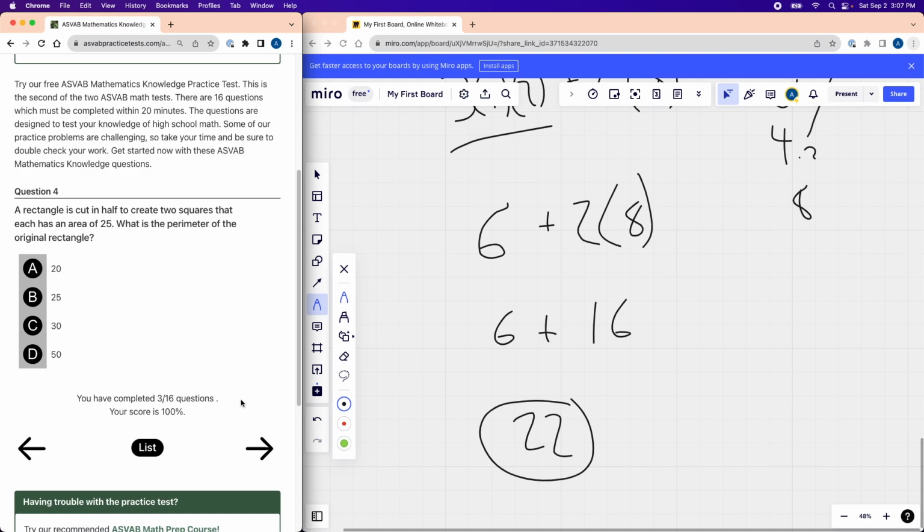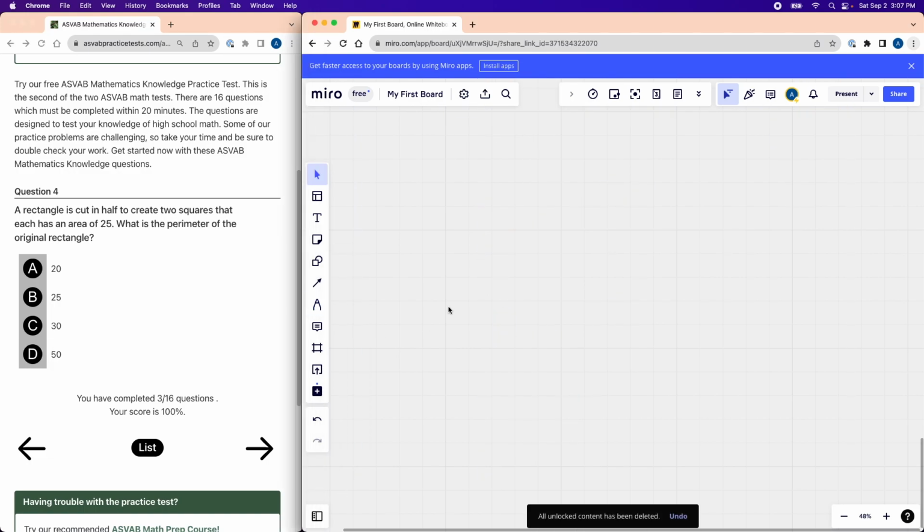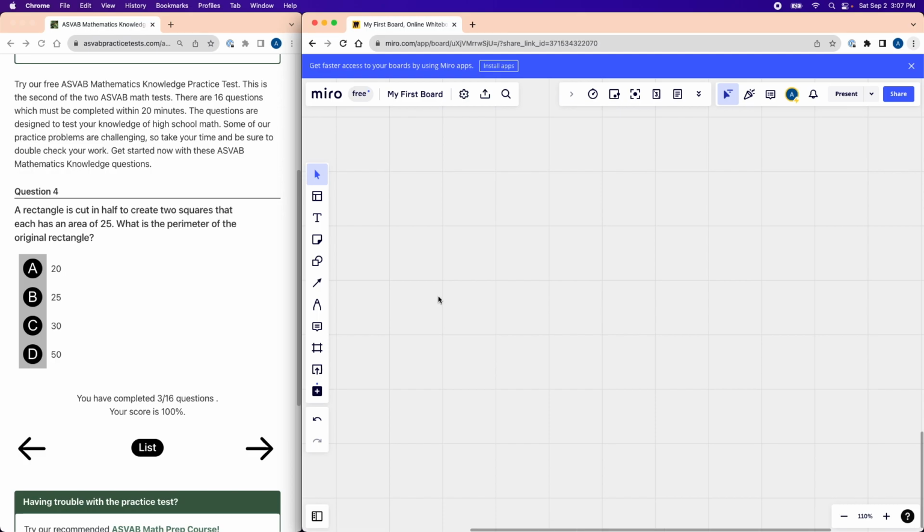Let's move on to the next one here. All right, clear my workspace. A rectangle is cut in half to create 2 squares that each has an area of 25. What is the perimeter of the original rectangle? All right, so a little bit of geometry here. Go ahead and press pause and try and solve this one on your own.